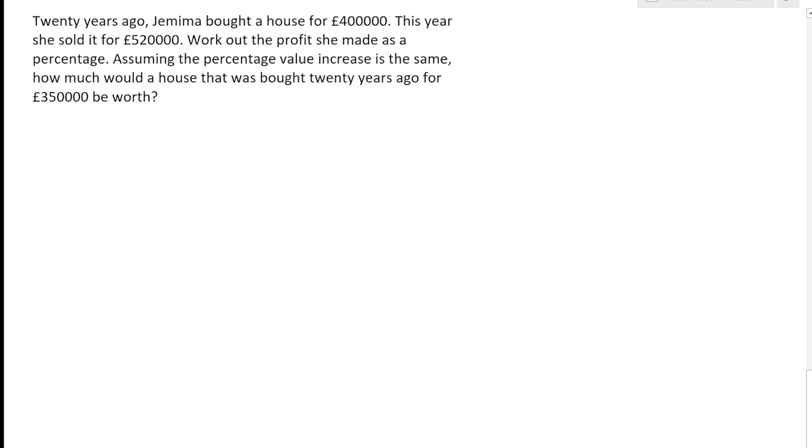So 20 years ago, Jemima bought a house for £400,000. This year she sold it for £520,000. Work out the profit she made as a percentage. Then, assuming the percentage value increases the same, how much would a house that was bought 20 years ago for £350,000 be worth now, worth this year? Okay, again, pause the video if you need more time.